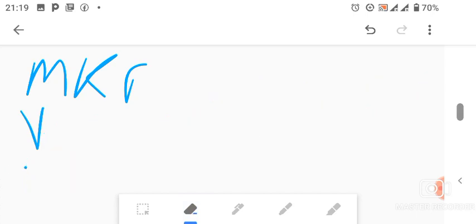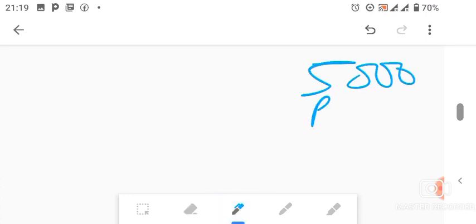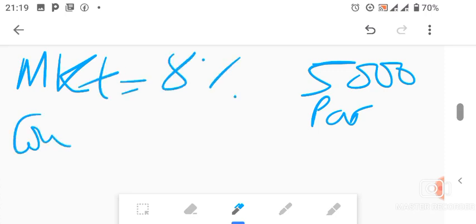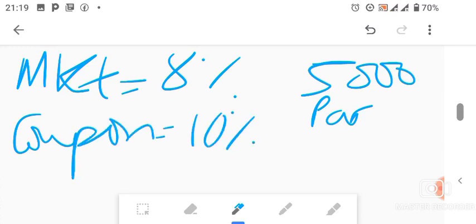Again, trust me, this 1,000 is just an example. They can give you any other value which can represent par value. Maybe let's say they can tell you 5,000 par value. And then they give you the same details, maybe the market rate. Maybe this time the market rate is 8%. The coupon is bigger, maybe let's put it at 10. It's bigger because we're looking at the scenario where the market rate is less than the coupon rate. And maybe a 7-year period, they give you 7 years to do this.